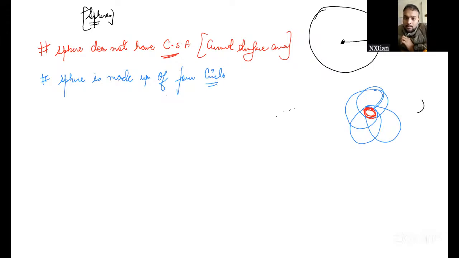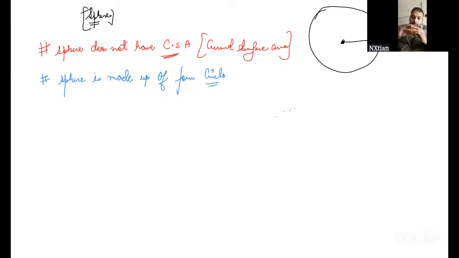Okay, did you understand? Don't go on drawing and don't laugh at my drawing. I am very bad. So four circles like this: one circle, second circle, third circle, and the fourth circle. The four circles make one sphere.